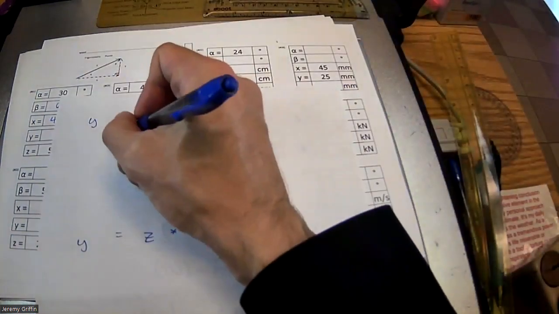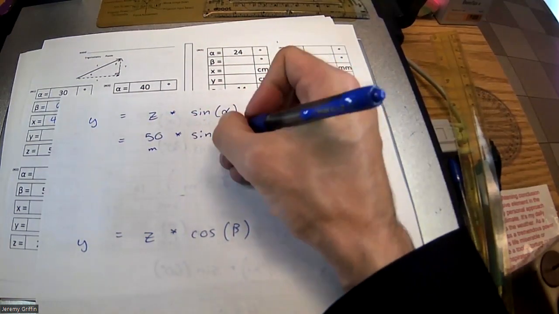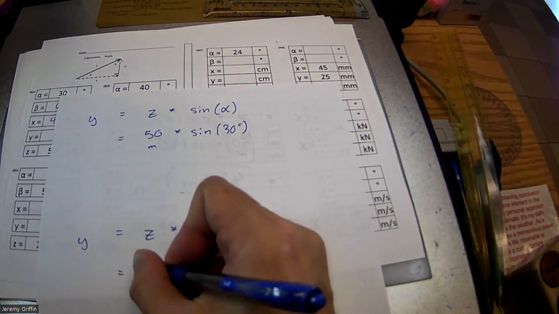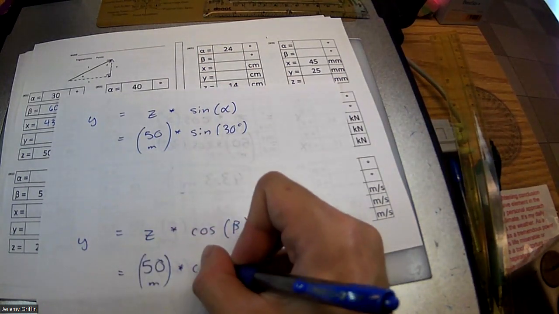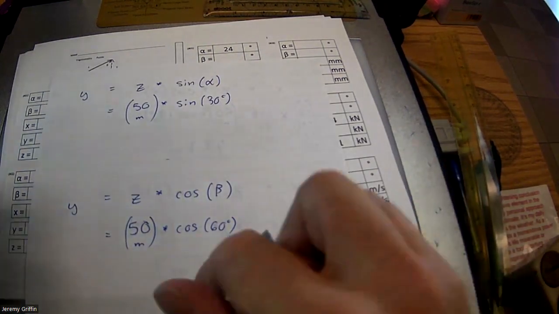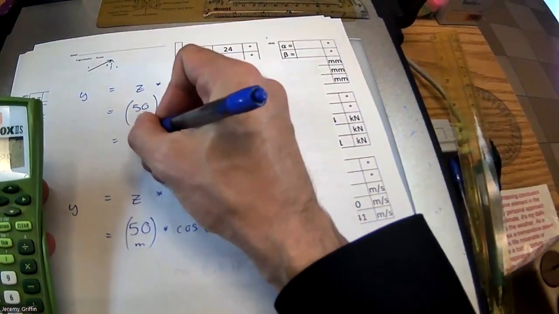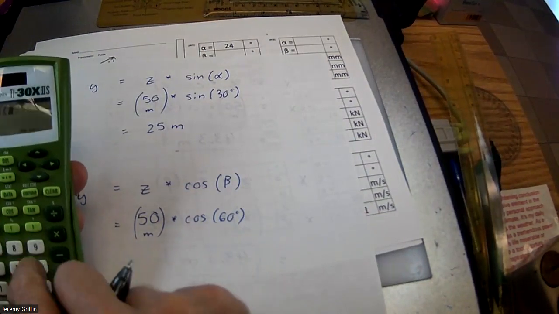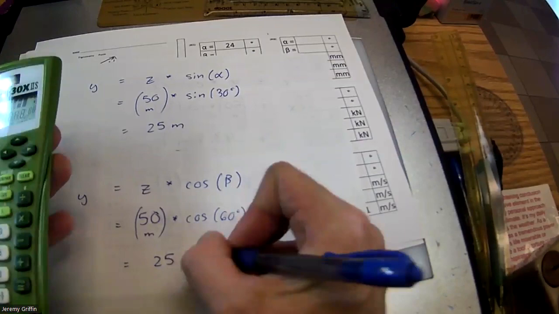Okay. So take 50 meters times sine of 30 degrees, or 50 meters times cosine of 60 degrees. Should tell me the same thing. Let's see if that's true. 50 sine 30 degrees is 25 meters. Or if I do it this other way, 50 cosine 60 degrees is also 25 meters. It's the same thing.